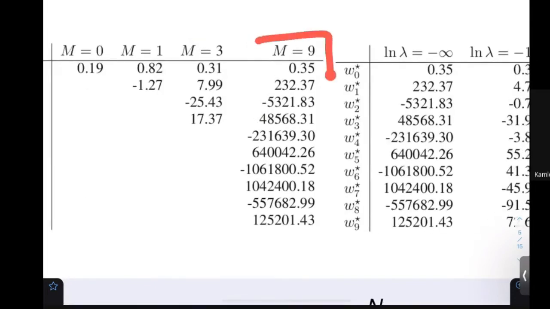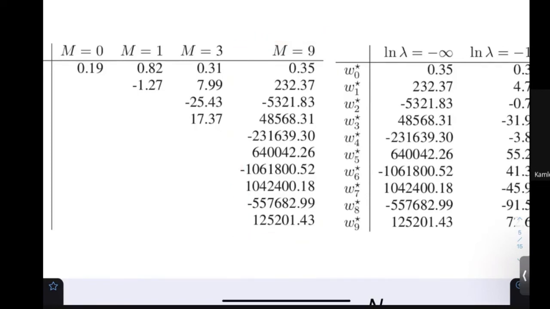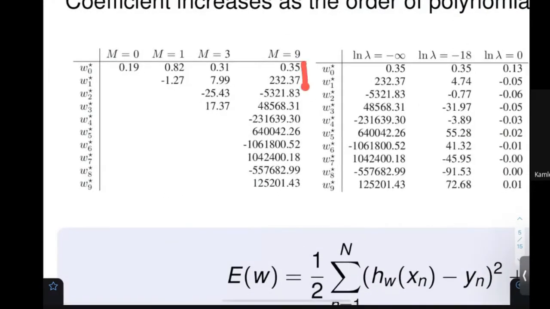But when the value of m was 9, this is the case when my system was able to cover all the points. At that time, can you see the values of these W's? They are very large. For example, W6 is going to be minus 1061800.52. You can see that these values are very large.